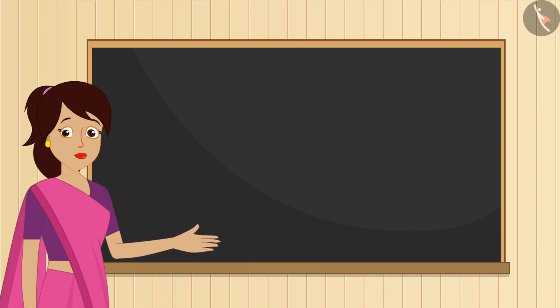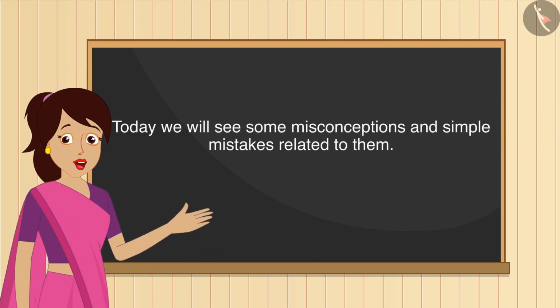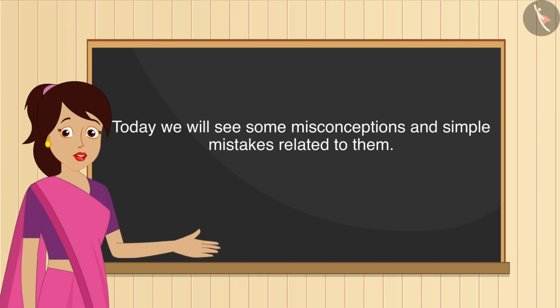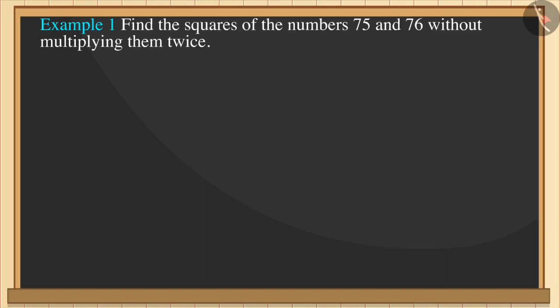Hello friends! In the previous video, you saw some examples related to square and its pattern. In this video, we will see some misconceptions and simple mistakes related to them. Let's see an example. Find the squares of the numbers 75 and 76 without multiplying them twice. You can pause the video and think about your answer.